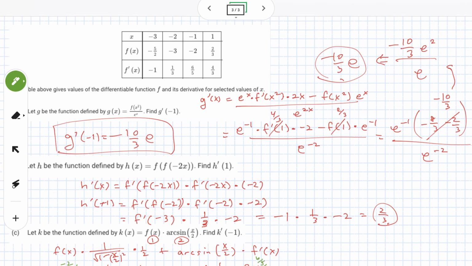So I know that f of negative 1 is equal to negative 2. I know that f prime of negative 1 is equal to 6/5. And then I know that arc sine of 1/2. So in other words, when is the y equal to 1/2? It's going to be here and here. So what is that? 7 pi over 6 and 11 pi over 6.